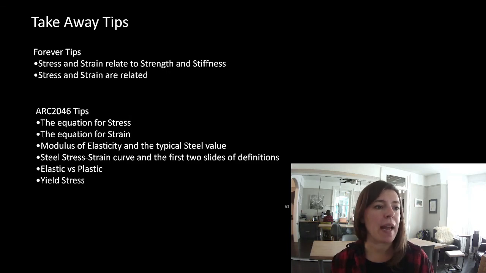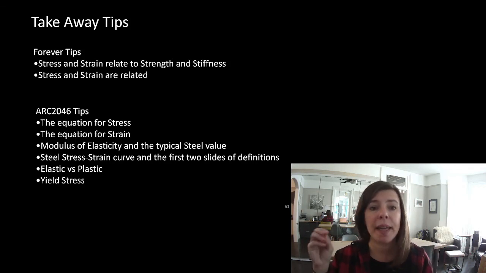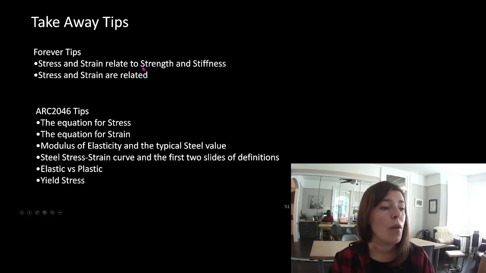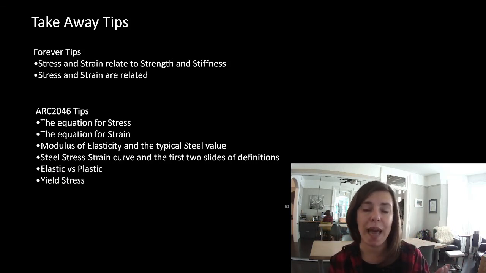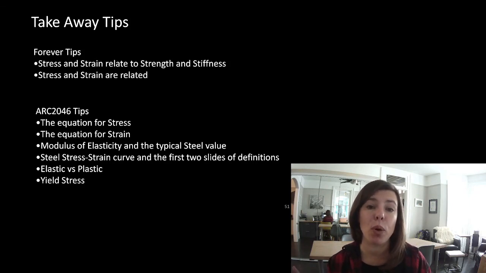All right. Four tips you should just get in your head. Stress and strain relate to strength and stiffness, and stress and strain are related to each other. For this course, you should know the equation for stress, you should know the equation for strain, and you should know the modulus of elasticity and the typical steel values, the steel stress-strain curve and the first 2 slides of definitions, and you should understand the difference between elastic and plastic. Remember, elastic, it'll revert back to its original shape. Plastic means there will be permanent deformation.